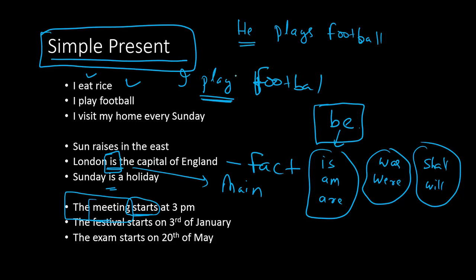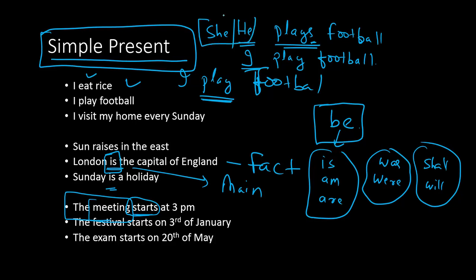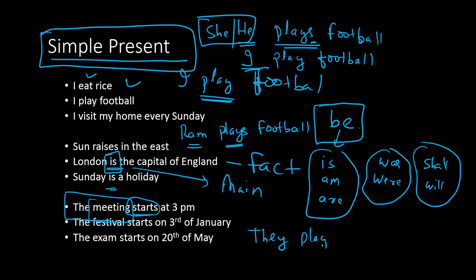But "he" is a singular, right? And "I" is also a singular, but we do not use "plays", we rather use "play". So one thing to remember: with he and she, we use "plays" instead of "play". Similarly, with other verbs, we'll have to use an additional s when we have she or he or any other singular subject. Like, we can write, let's say, Ram plays football. So Ram is singular, and hence we are using "plays" instead of "play". But if you use they, they play football.